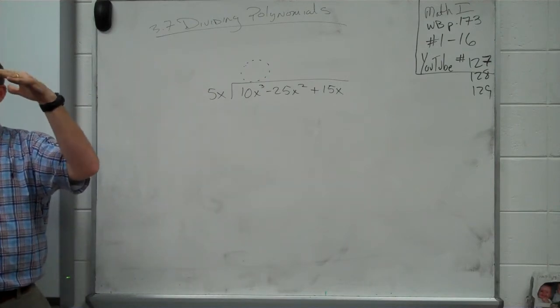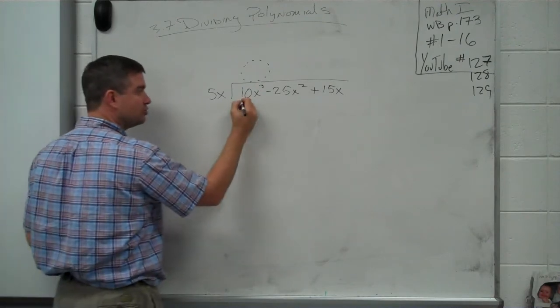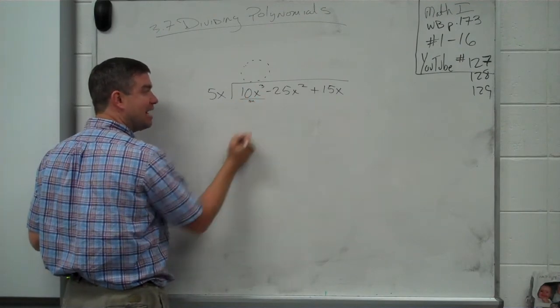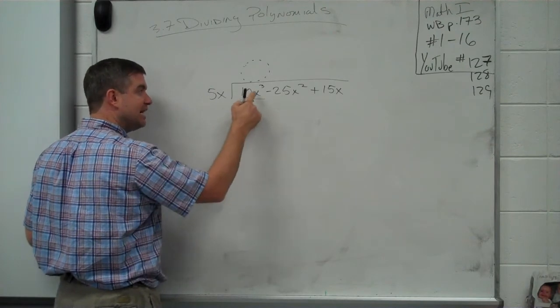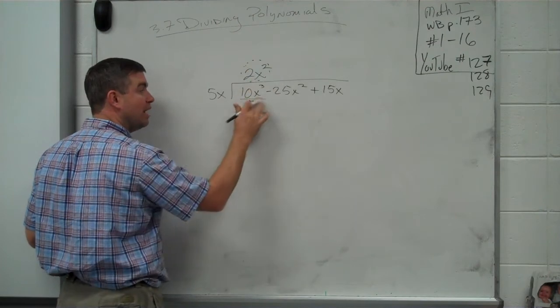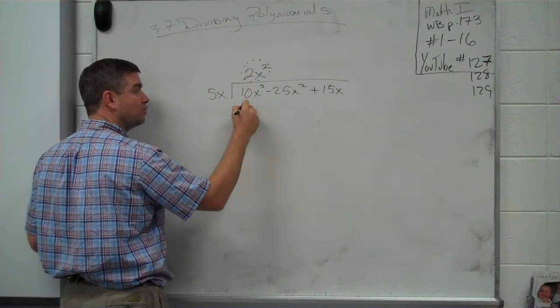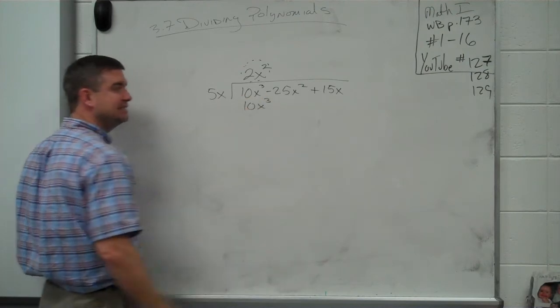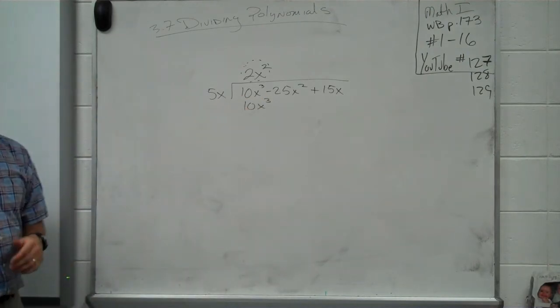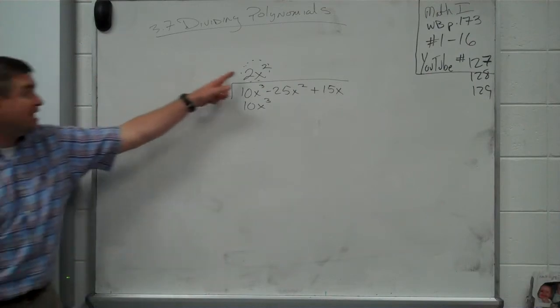Okay, but let's talk about if you don't see it. What if you don't see it? Well, what you're doing actually is dividing that by 5x. What is 10x cubed divided by 5x? 2x squared. 2x squared times 5x will give you exactly 10x cubed. You want it to be exact. In most problems it'll work out to be exact. So that times that.